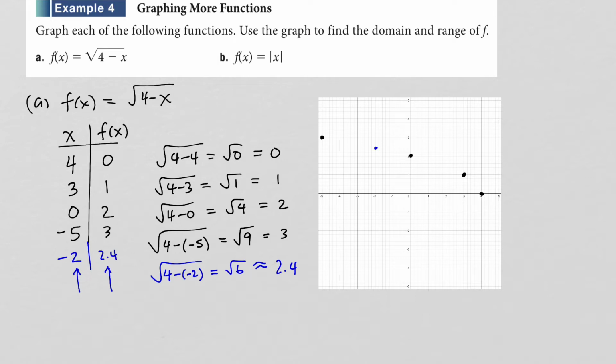And you can see that when you connect the dots on these, you get sort of a curved function that looks something like this.